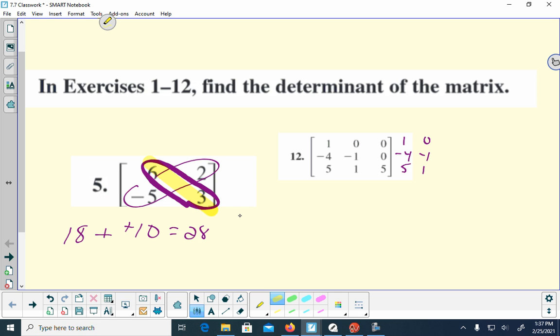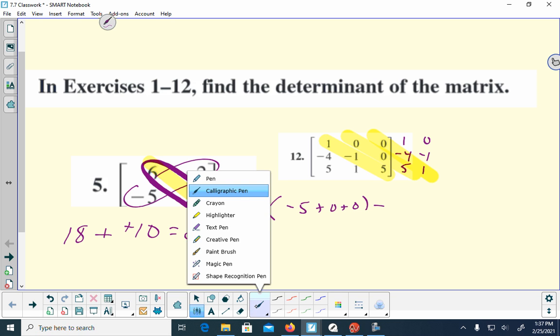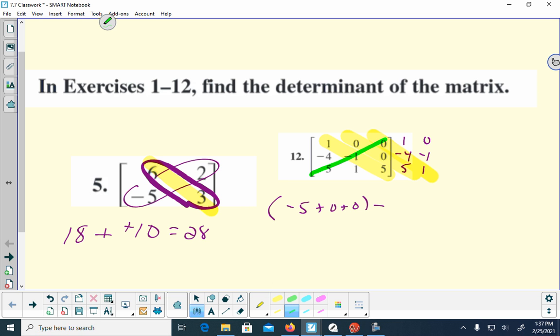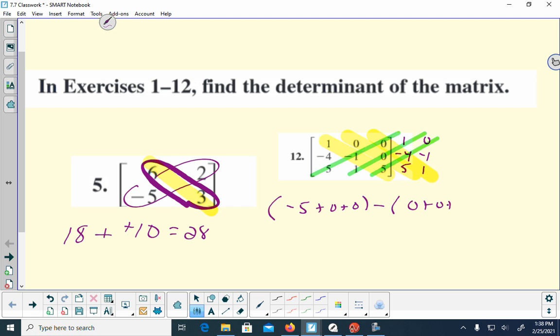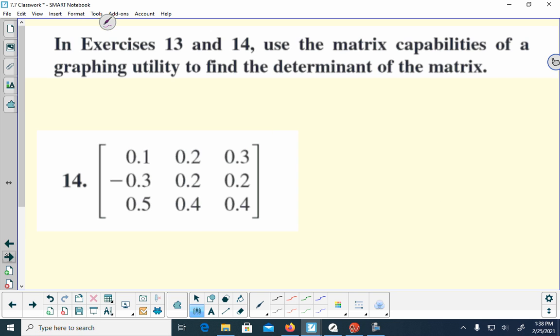So I'm going down from the left to the right, like a negative slope, and I'm going to do these first. So when I do that, I get negative 5 plus 0 plus 0 minus. Now I'm going to do my loops the other way. And so that'll be 0, that'll be 0, and that'll be 0. So they're all 0. That makes life easy. So 0 plus 0 plus 0. So I end up with negative 5 minus 0, which is just negative 5. So what you're doing when you're finding the determinant is you're putting a number value on that array of numbers.